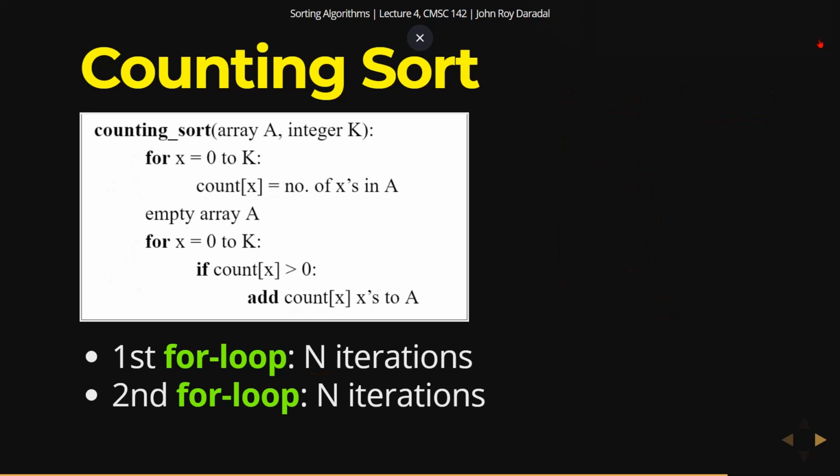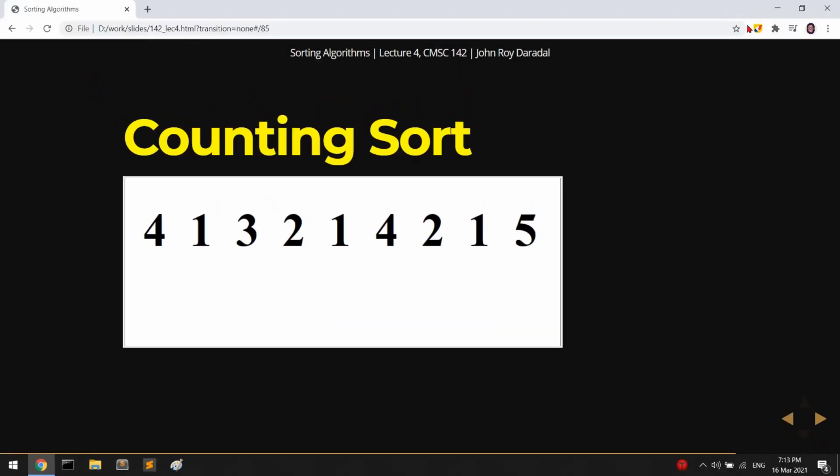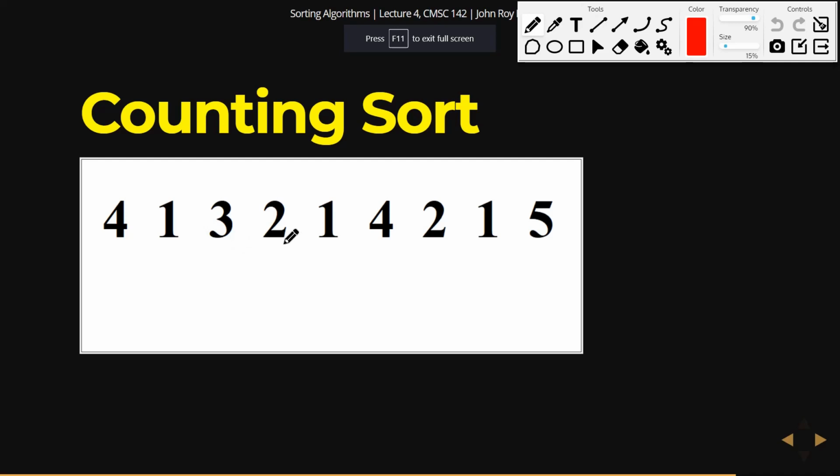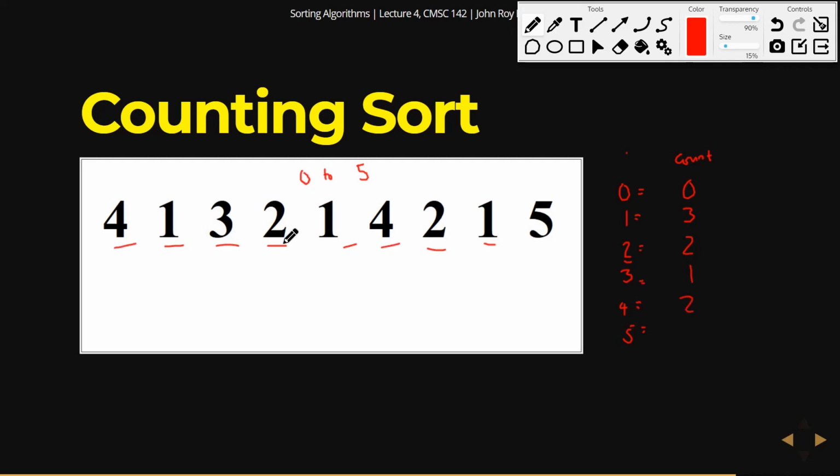Okay, so how does this work exactly? If we have this one, basically what we'll do is we'll just count. So we're assuming this is from 0 to 5. So how many zeros are there? There are, so 0, 1, 2, 3, 4, 5. So this is the count. For 0, there's none. For 1, there are 3. For 2, there are 2. For 3, there's only 1. For 4, there's 2. And for 5, there's only 1.